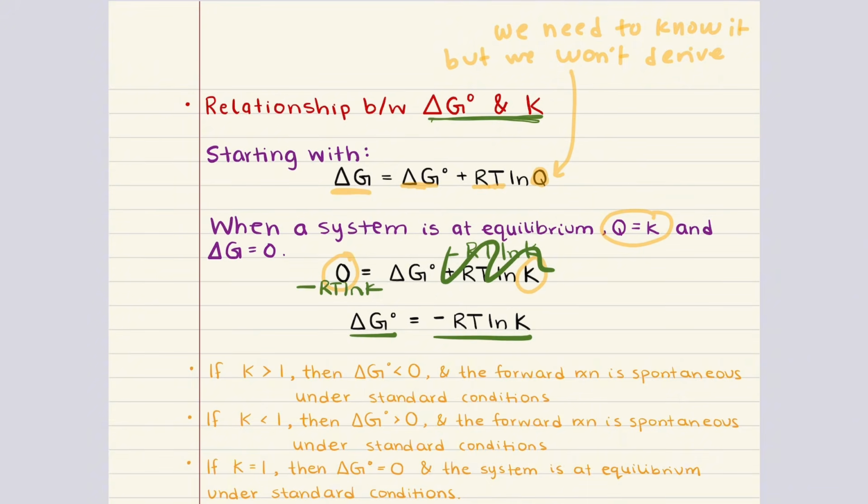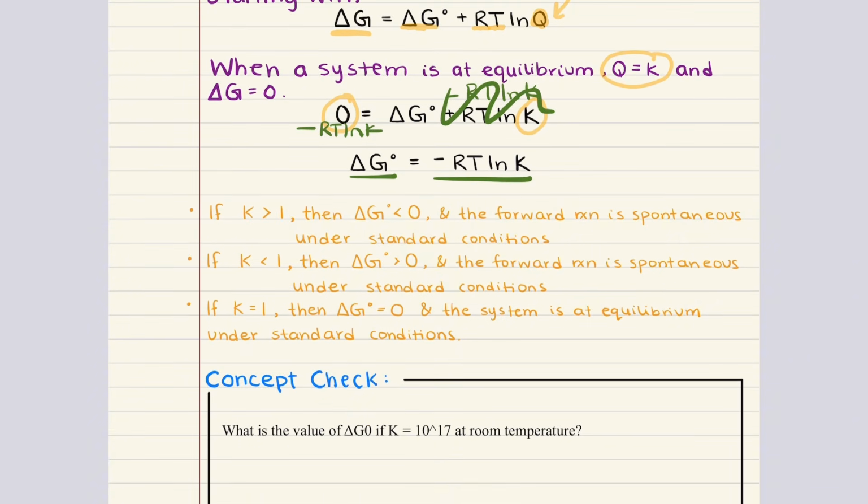This tells us that the size of the equilibrium constant is directly tied to whether a reaction is thermodynamically favorable under standard conditions. If K is very large, the natural log of K is positive, and multiplying by negative RT gives us a very negative delta G naught. That means the forward reaction is spontaneous, and the equilibrium position lies far to the right, favoring products.